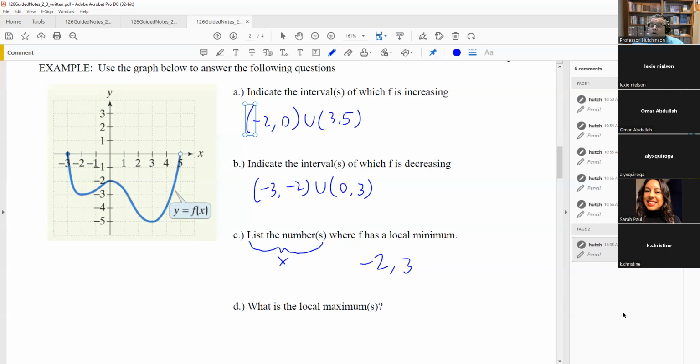It says list the number at which or list the number where. The phrase "list the number" means specifically they just want x values where there's a min. That's going to be at the x value of -2 and the x value of 3.